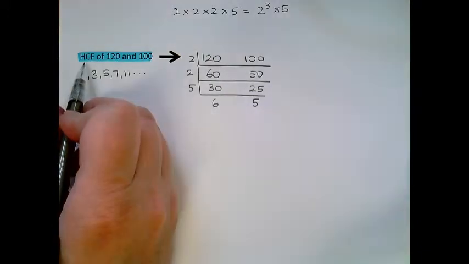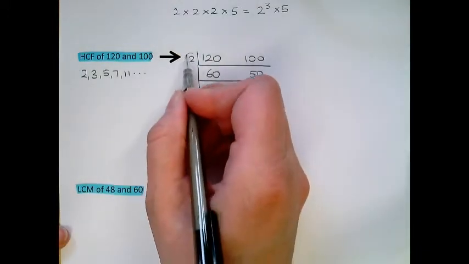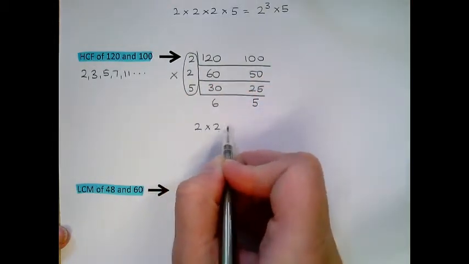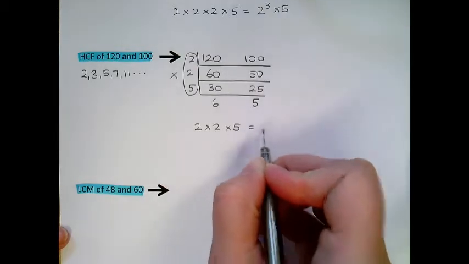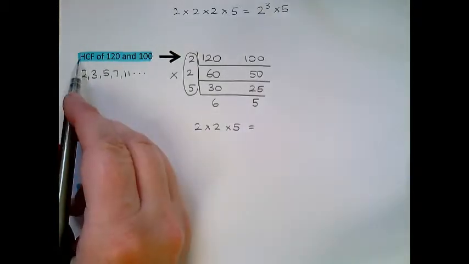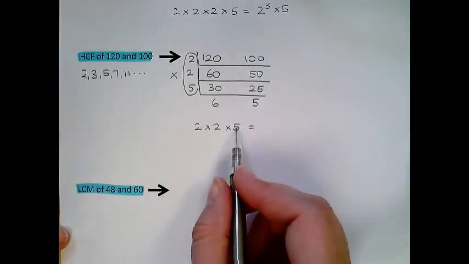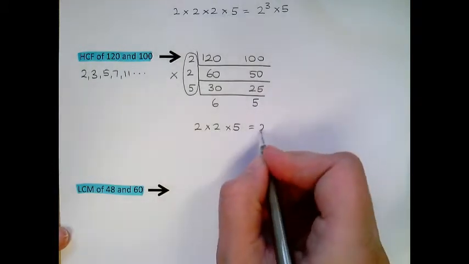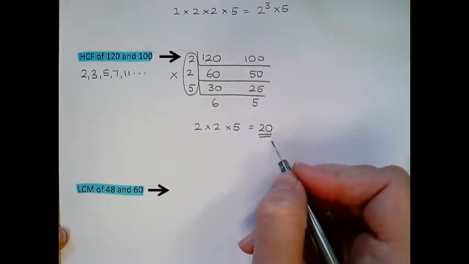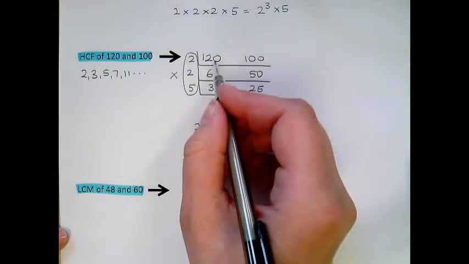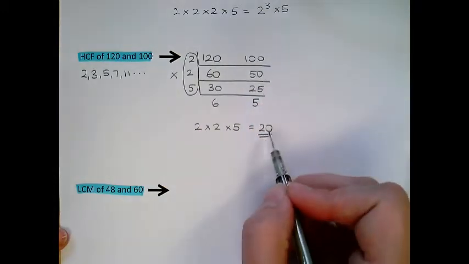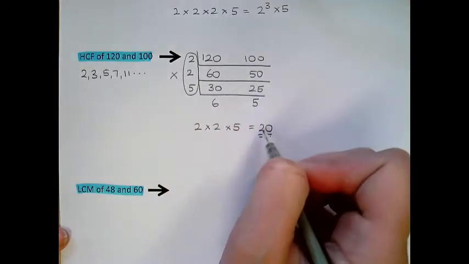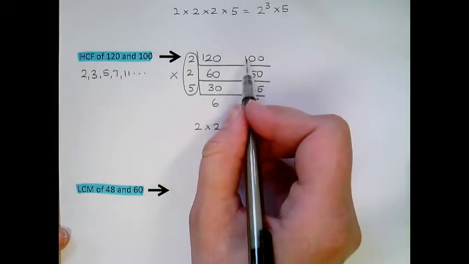So then your highest common factor comes from you multiplying these numbers together at the side. So you do 2 times 2 times 5, and you actually get a number for this. The highest common factor will be a number. You don't just leave it as 2 squared times 5. So 2 times 2 gets you 4, times 5 gets you 20. So 20 is the highest common factor of 120 and 100. So it's the highest number that both of these numbers have in common as a factor. It's the biggest number that divides into both 120 and 100.